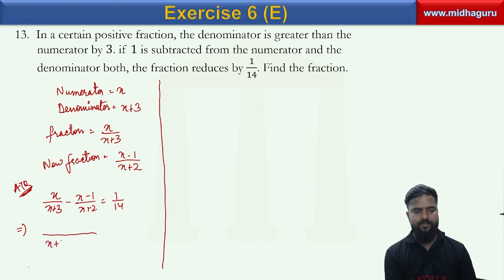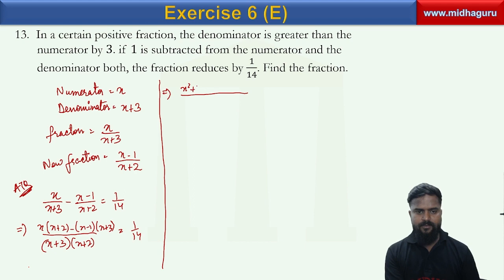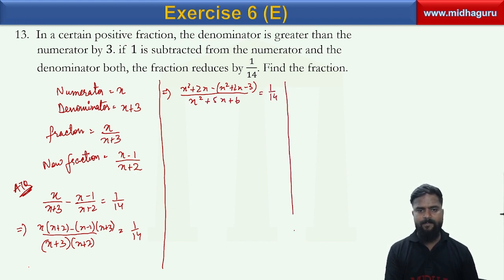Here we take the LCM to be x plus 3 into x plus 2. Up here we'll multiply x to x plus 2 and x minus 1 to x plus 3. And this will all give us 1 by 14. So this will be x square plus 2x minus x square. We'll also get 2x here minus 3. And down here we'll get x square plus 5x plus 6, which is equal to 1 by 14. So we know these two will cancel out. 2x and 2x will also cancel out. All we have up here is 3.